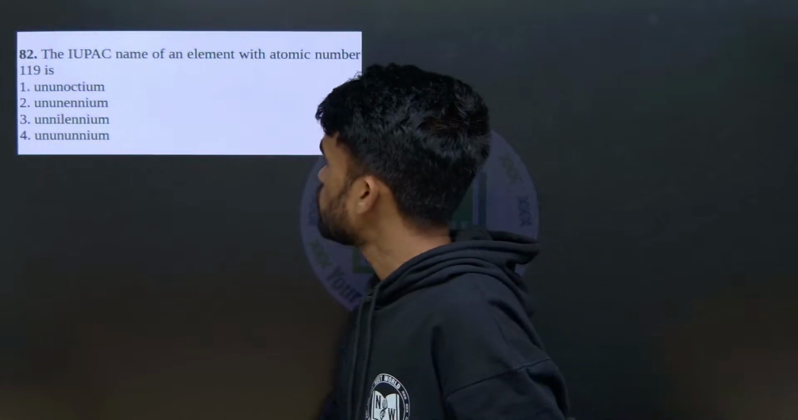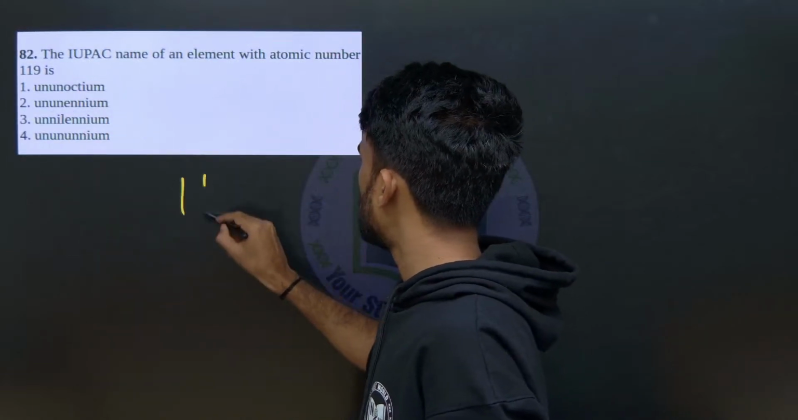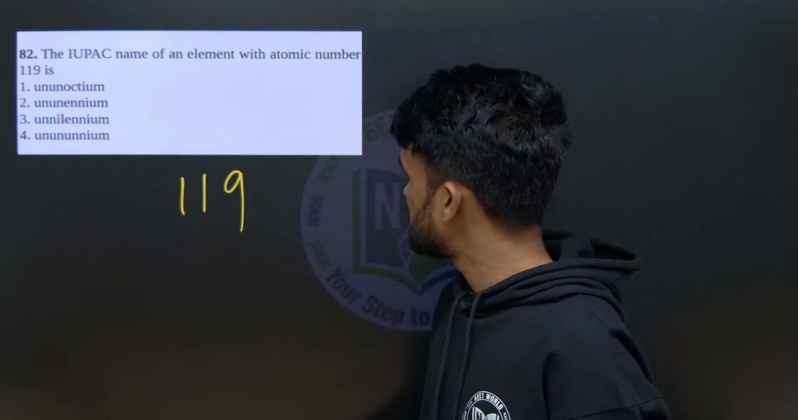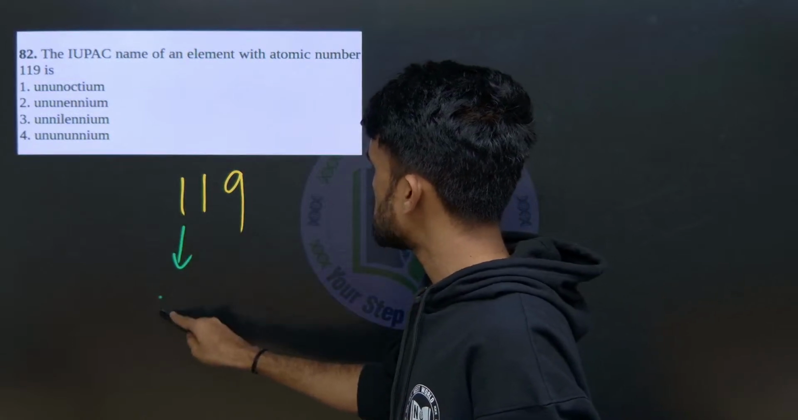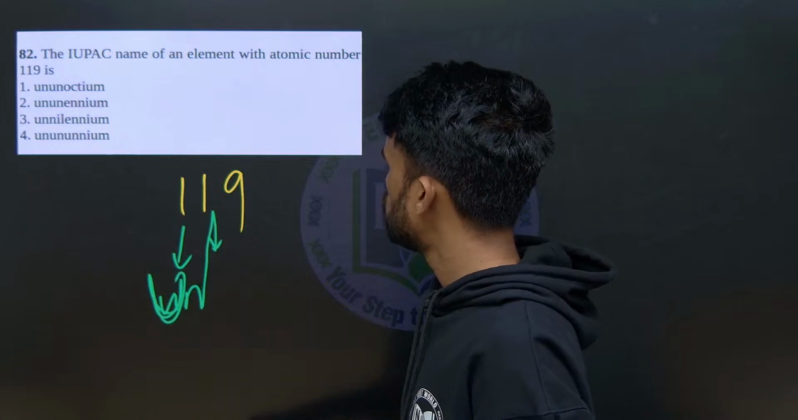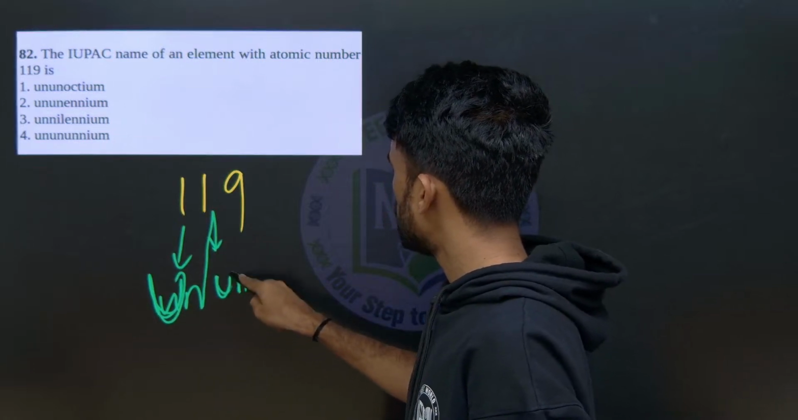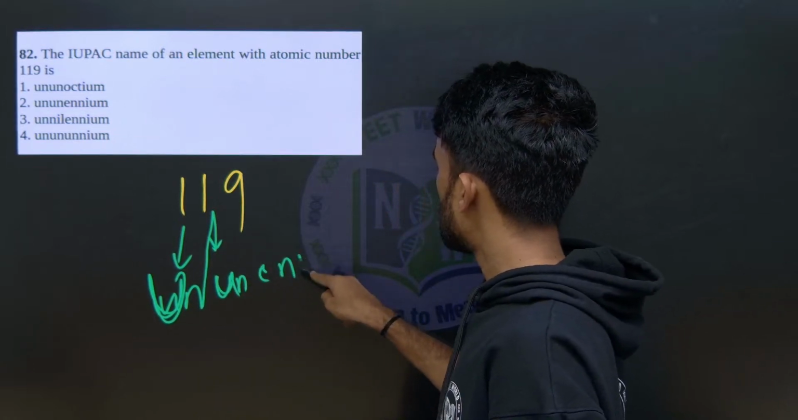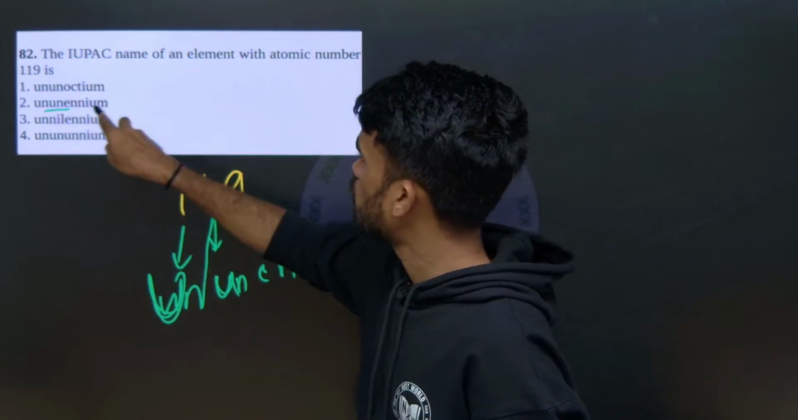Now 119. What we can say, 119 means in IUPAC nomenclature we should write 1 as un, again un, first U, you use capital U, NEM. So we have option number 2, that's it.